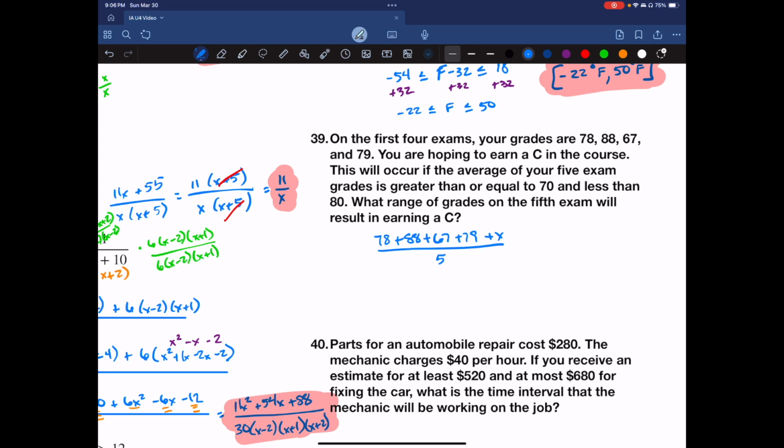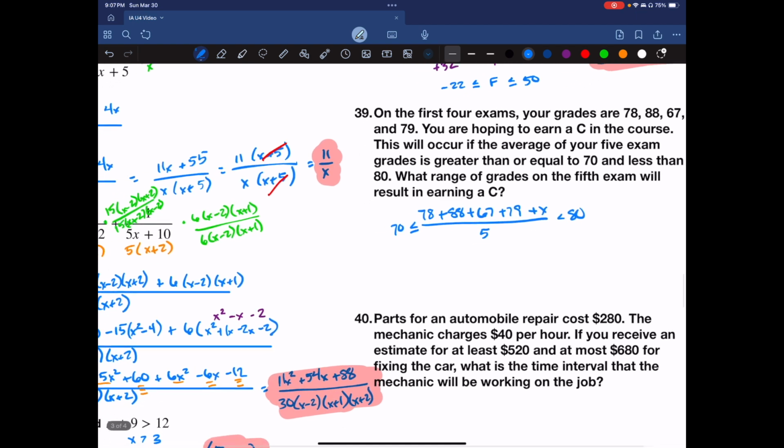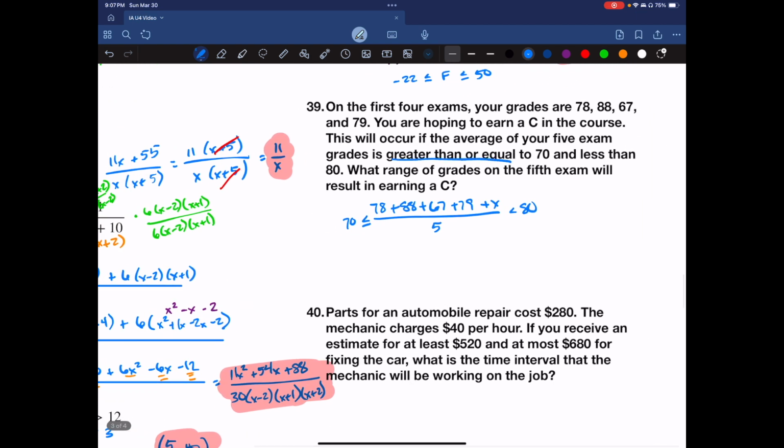because you're taking the average, dividing by 5, and greater than or equal to 70. But remember, this is in between, so I'm going to write it like this, and then less than 80, because it says greater than or equal to 70, and then it says less than 80. So be careful with that. When I multiply everything by 5, this is going to be 350. When I add these numbers up, that's going to be 312 plus X less than 400. All right, I'm going to subtract 312 from everywhere.